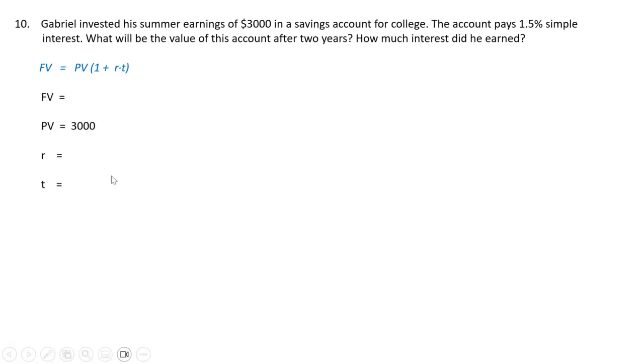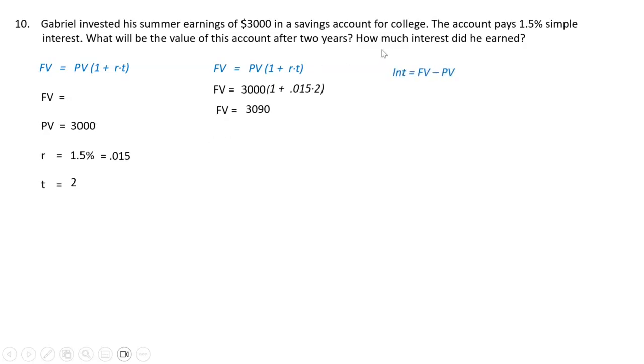So the present value will be the 3,000. My interest rate, R, will be 1.5%. And my T will be 2. Right? So plug them into the formula and put it into the calculator. And we get something like $3,090. So that's my future value.